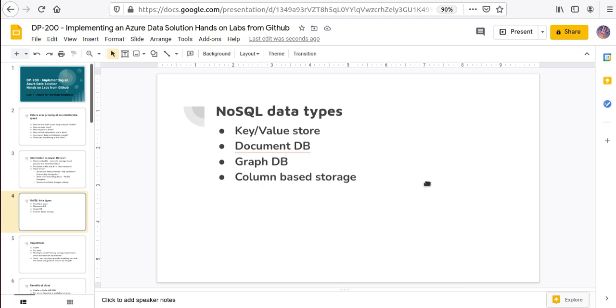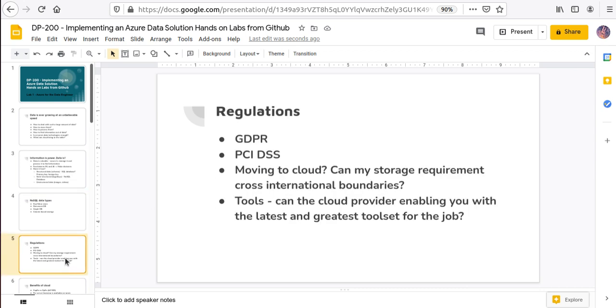Here, just like most common, would be a JSON formatted file where you have a key and then a value. Document DB. Graph DB, where they will have edges and they can build relationships between different edges. And finally, something else called column-based storage, which is different from the row-based database type that we are used to with the relational databases.